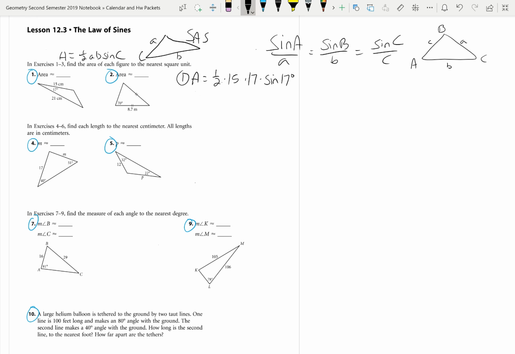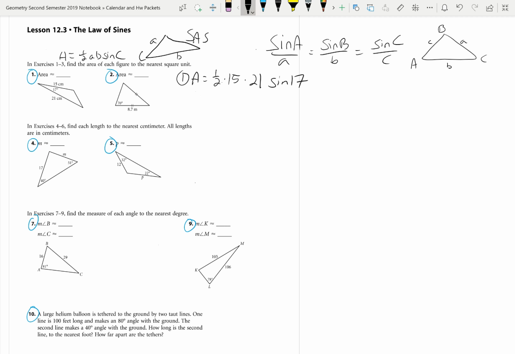Now if you forget the equation, you can draw the altitude of the triangle and then find the height. And the height will end up being 15 sine 17. Where did the 17 come from? Unfortunately, if I erase it, I end up with the wrong number. Hold on. Okay, so it's 15 times 21, there we go, times sine 17.